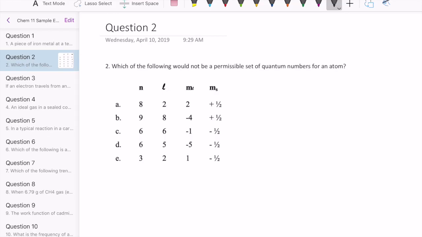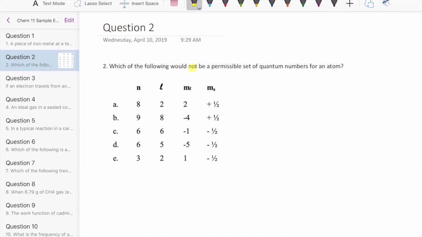Okay, this is question number 2 in the sample exam, and this is a question about quantum numbers. It says, which of the following sets of quantum numbers will not be permissible. So that's the keyword here, will not. You've got to find the one that doesn't work out.